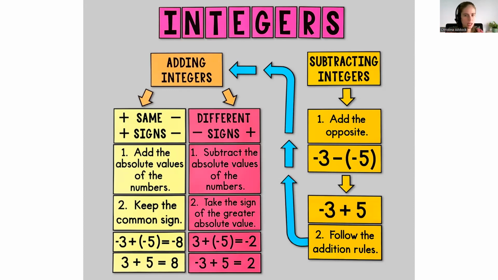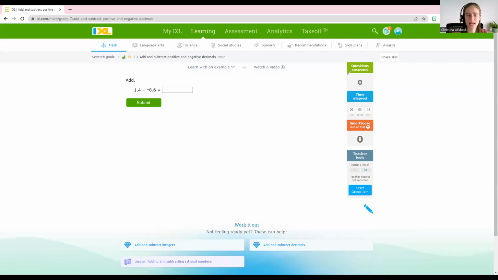All right, let's put these concepts together, hop on over to IXL and practice adding and subtracting positive and negative decimal numbers. All right, here we are on IXL, assignment WCZ, add and subtract positive and negative decimals. And don't forget that IXL also has a super helpful video that you can watch, so you're more than welcome to view that if you want extra practice or just want to hear it from a different point of view, because sometimes that can help make things click.